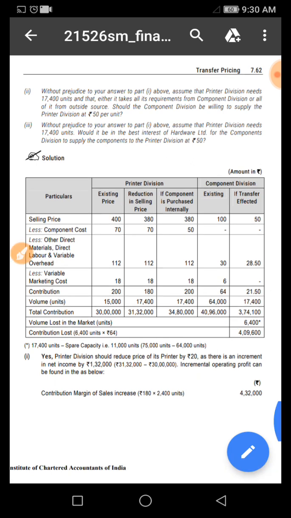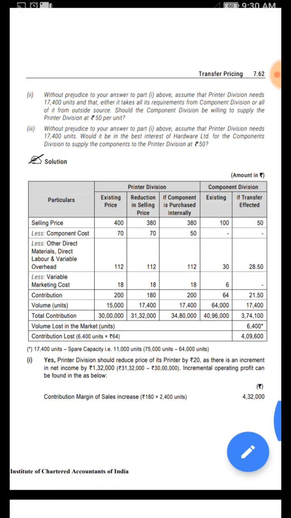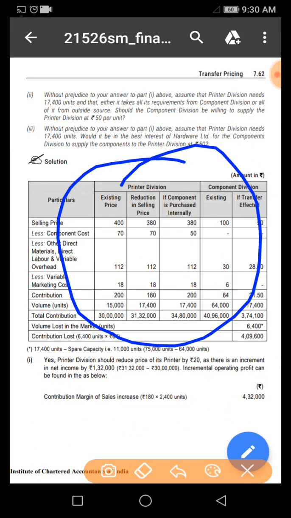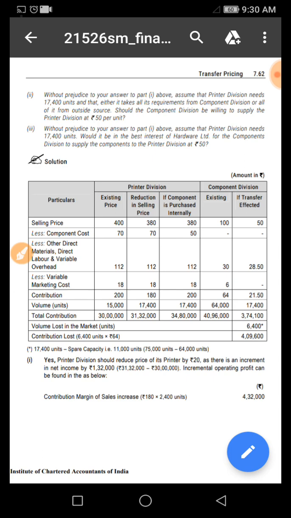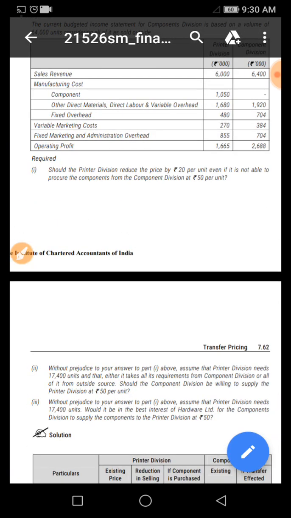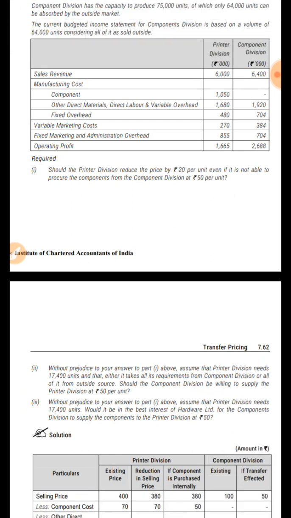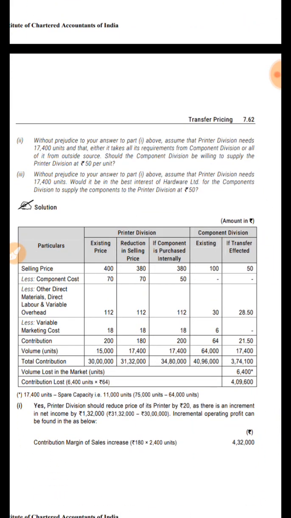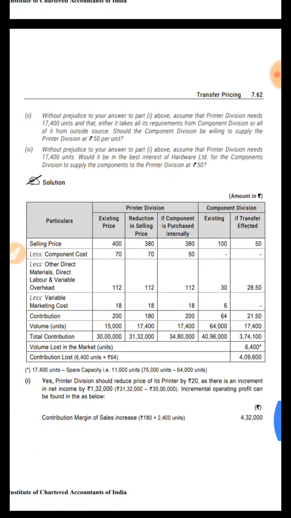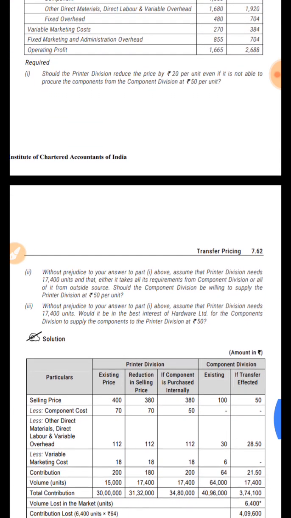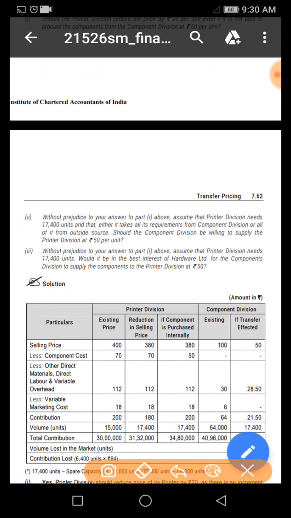This table is in this question. This table is the solution. Actually, this consists of all the possible information. So now, first question: should the printer division reduce the price by 20 per unit if it is not able to procure the components from the component division at ₹50? So what we are going to see, if not able to procure the component from the component division at ₹50, we are going to see this column. Okay, compare this and this.